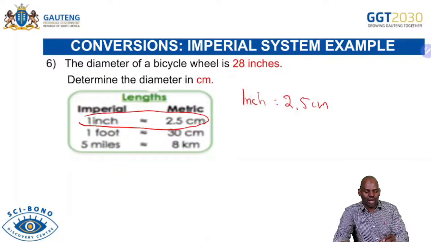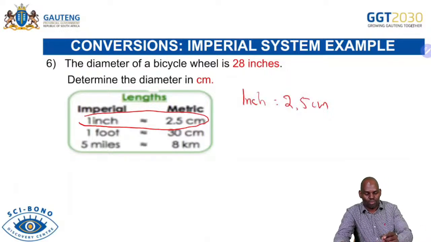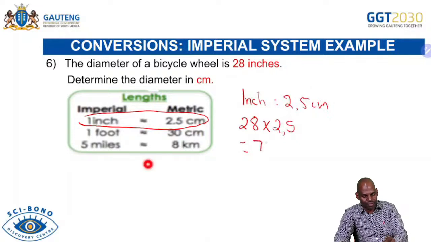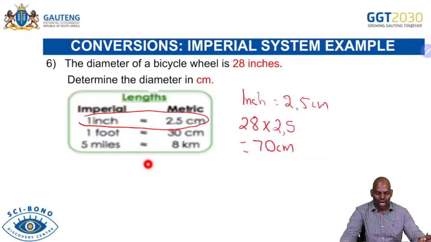Now if you want to convert from inches to centimeters, you're going to multiply by 2,5. But if you want to convert from centimeters to inches, you're going to divide by 2,5. So in this case, we have to multiply. So 28 multiplied by 2.5, and then this will give us the answer. Let us use our calculators. Multiply by 2.5, then we get 70. So it's exactly 70 centimeters. So that is the answer for this example.